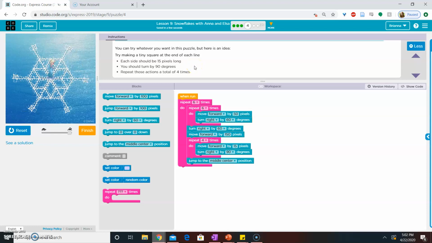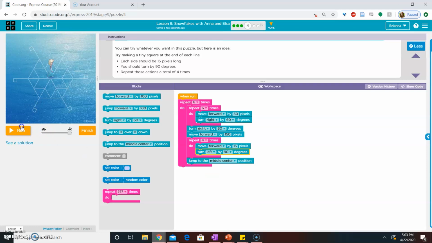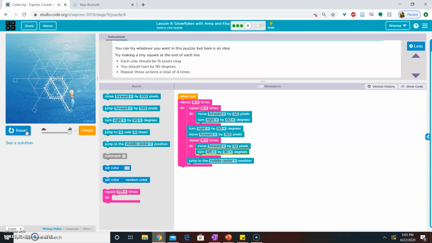Okay, so my squares are not correct. They're not on the right side. So why could that be? Why are my squares on this other side? Well, I told her to turn right. Maybe she should turn left instead. Let's see how that looks. There we go. That's how we do it.